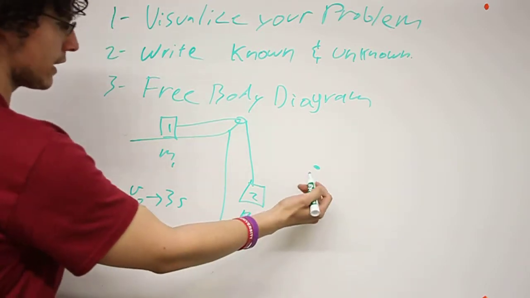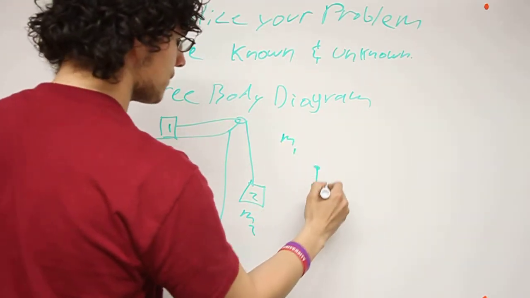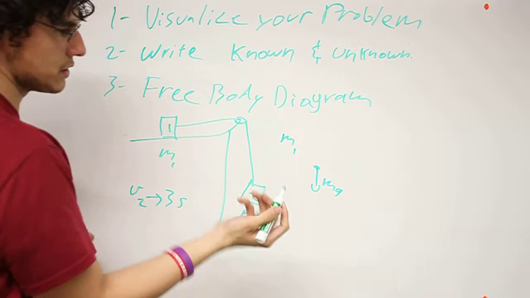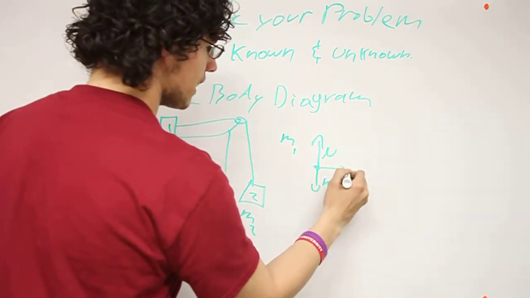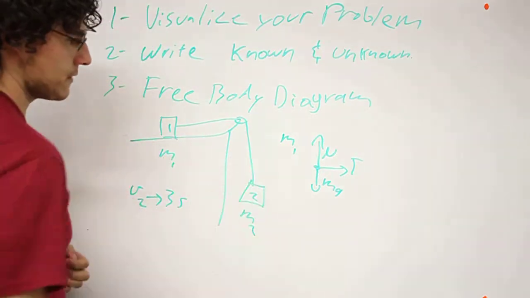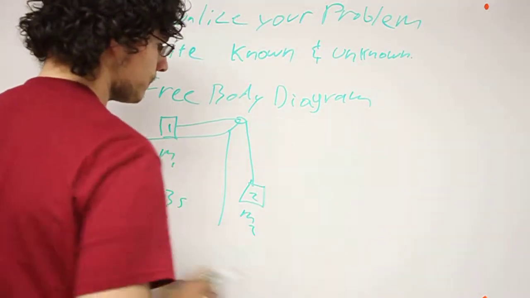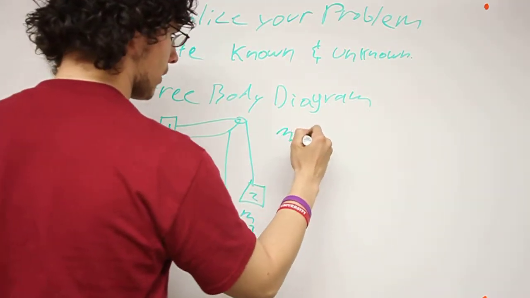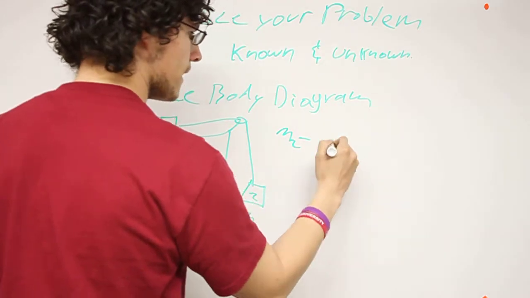And coming here, this is for m1. You're going to go ahead and say, okay, so you have some mg pointing downwards because of gravity. Then you have some normal force. Then you're going to have this tension force from the rope. Now, a similar thing goes for m2. What you want to do is mg and then tension.